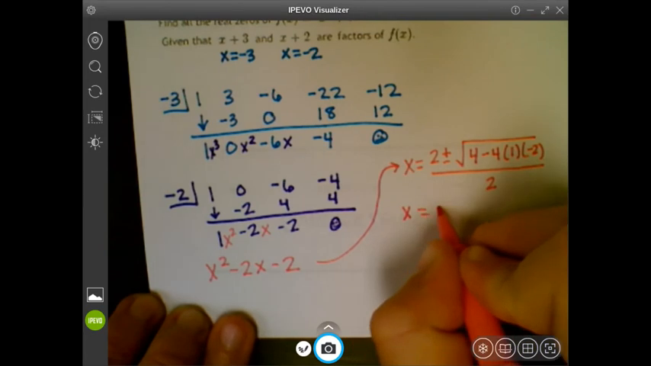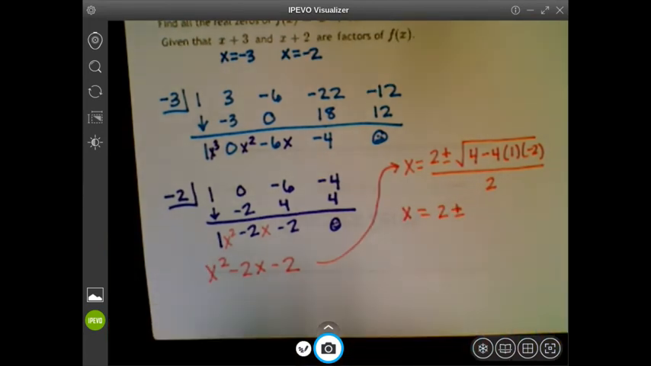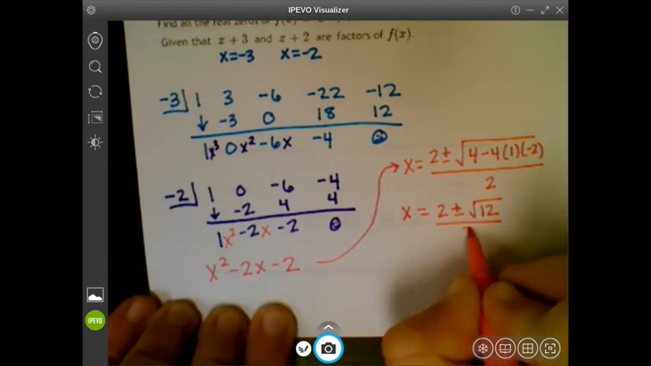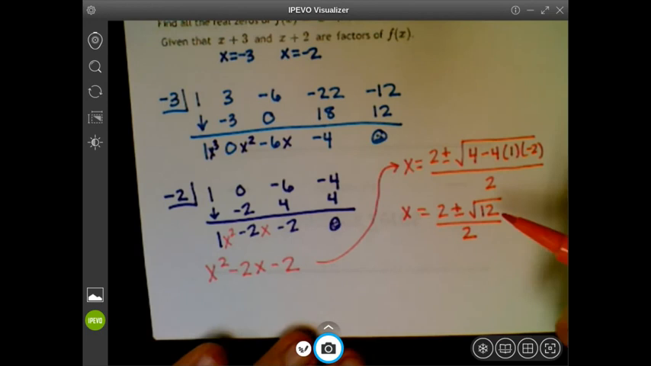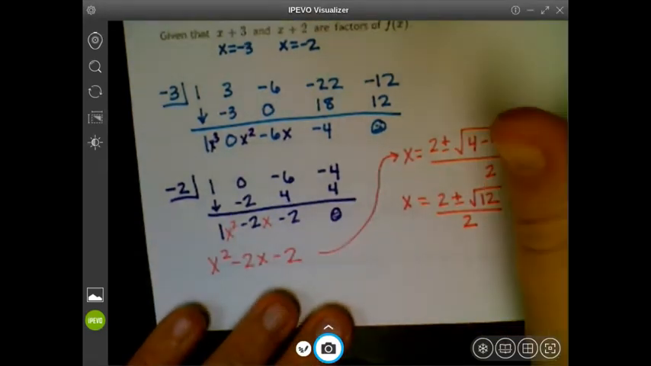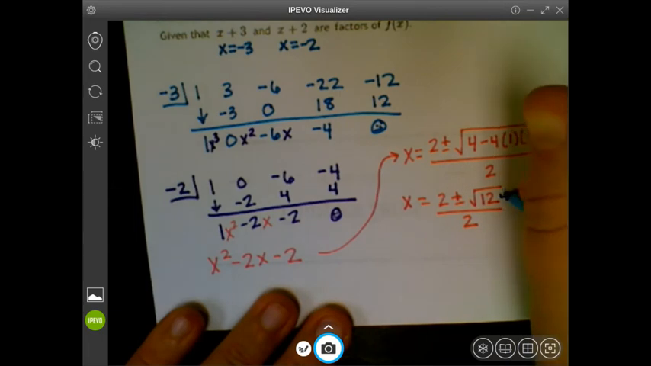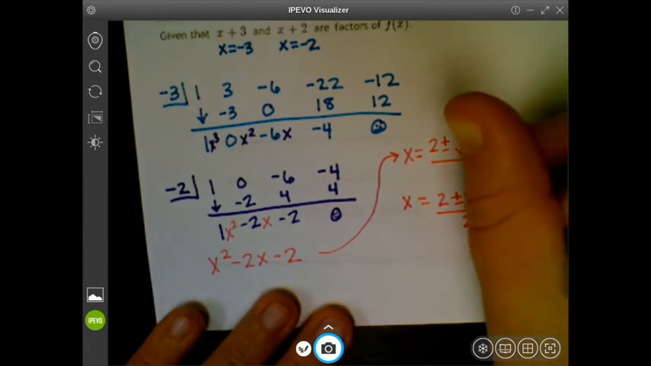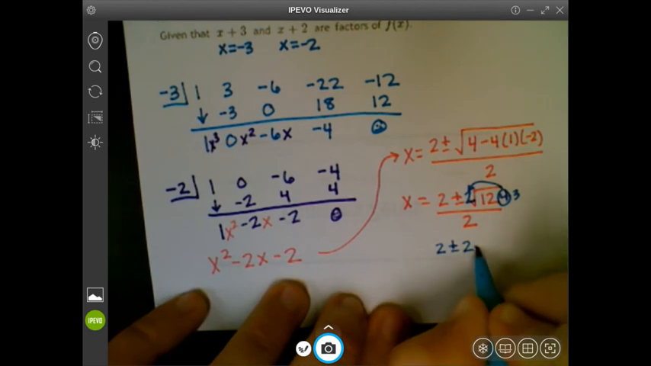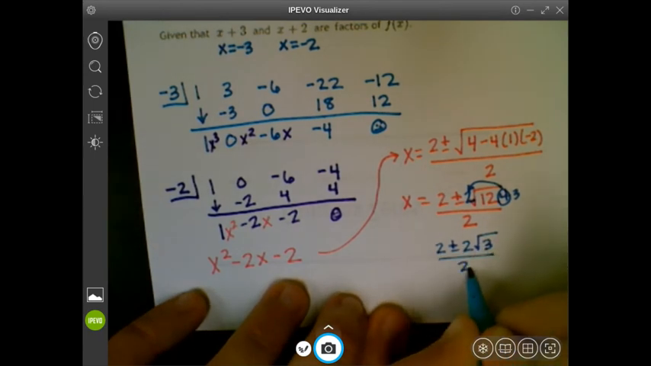So we have 2 plus or minus 4 minus 4 times 1 times negative 2 is 12. So this is the square root of 12 all over 2. And the square root of 12 is not a nice square root, but it does simplify into 4 times 3, right? 12 is 4 times 3, and the 4 is a perfect square, so it's going to come out front. And so now I have 2 plus or minus 2 square root of 3 all over 2.